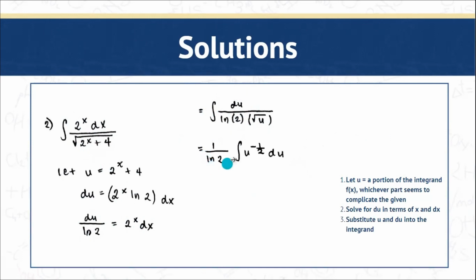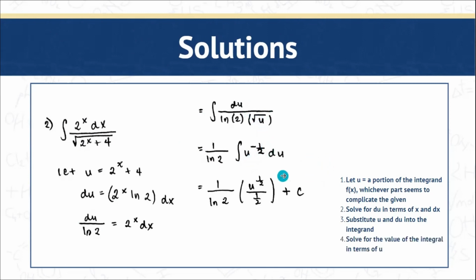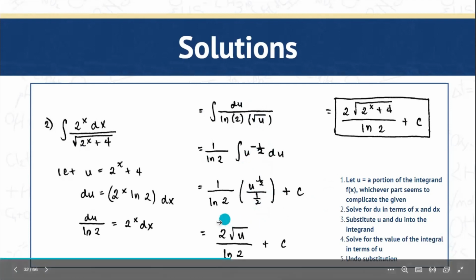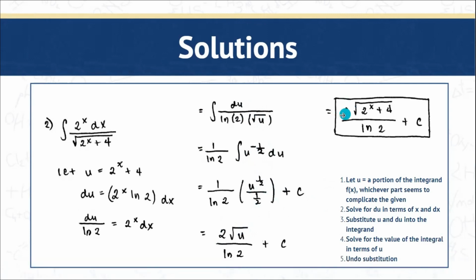So factoring out 1 over ln 2 times the integral of u raised to negative 1/2, that's the 1 over square root of u du. And then this integral is equal to u raised to 1/2 over 1/2. And then further simplifying this, we'll have this final answer for u. And then undoing the substitution, we have this answer, 2 times the square root of 2 raised to x plus 4, over ln 2, plus c.